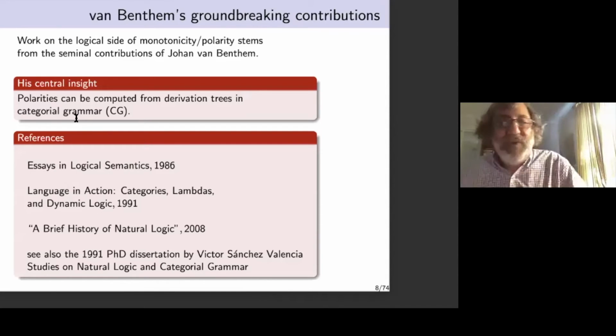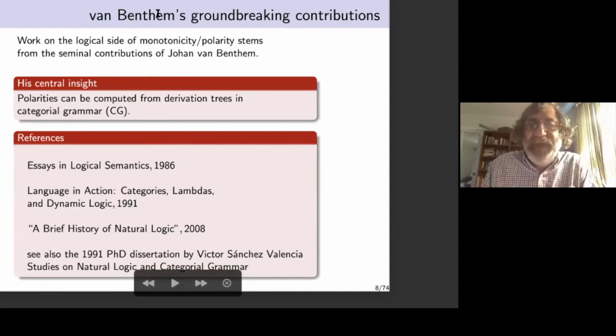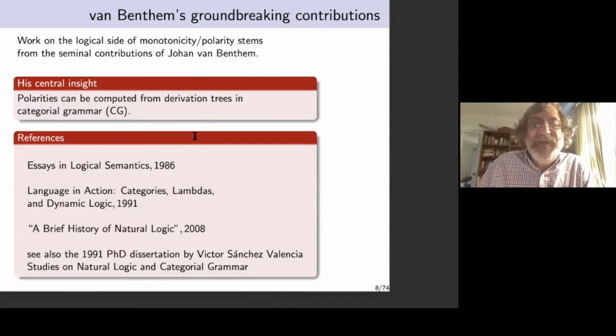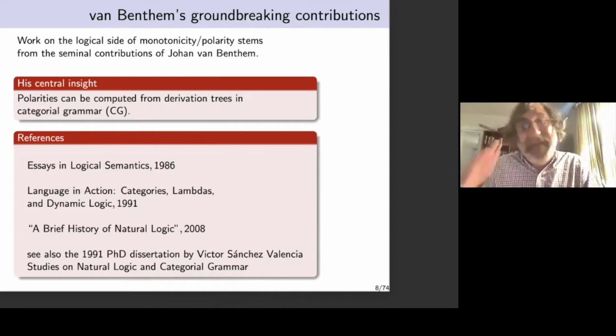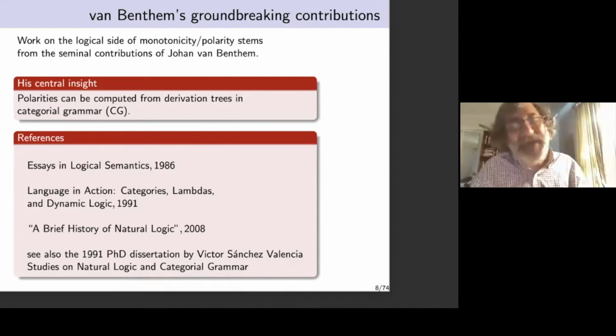Okay, so a lot of the work here comes from papers of Johan van Benthem in the 1980s. So van Benthem basically saw that you could compute the arrows. He didn't do this, but he saw that it could be done, that you could take a categorial grammar derivation tree and with a little bit of extra information, put in the arrows. So I'm sort of building on that.